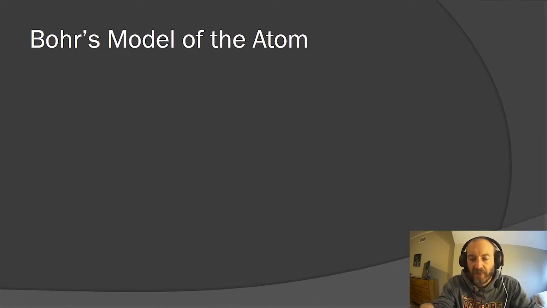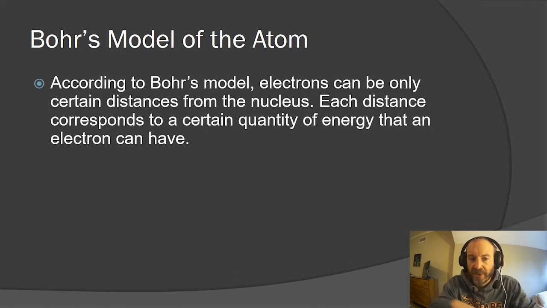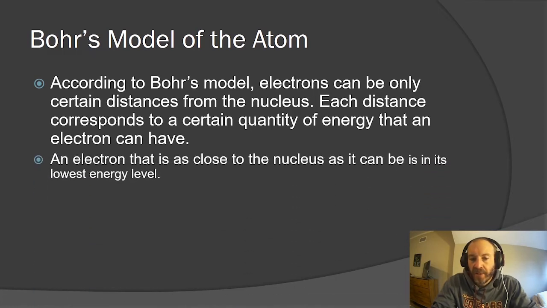The person responsible for determining a more accurate model of the atom was Niels Bohr, around the turn of the century. According to his model, electrons have to be certain distances from the nucleus, and each distance corresponds to an amount of energy that the electron can have. He revolutionized modern chemistry and what we knew was possible for the atom.